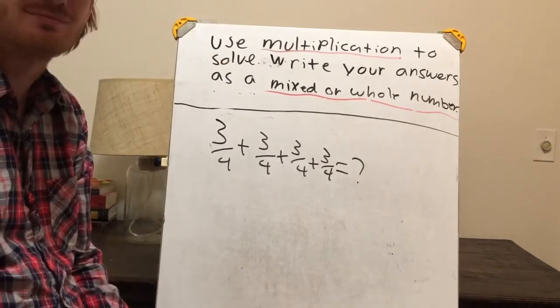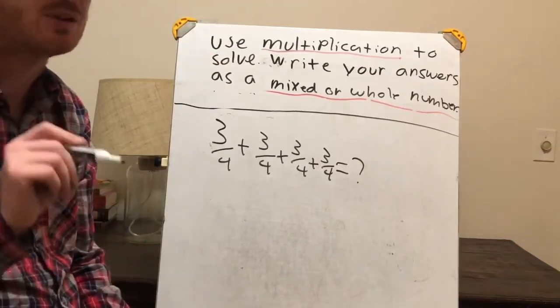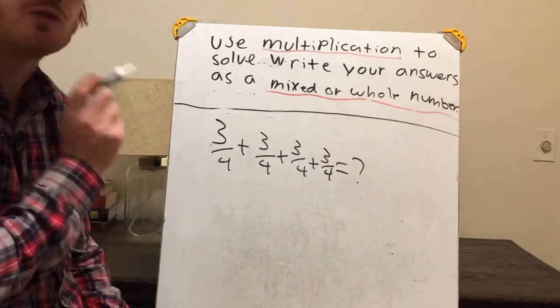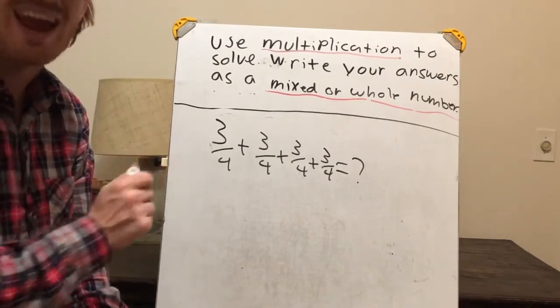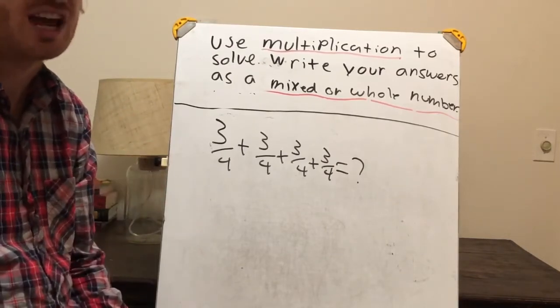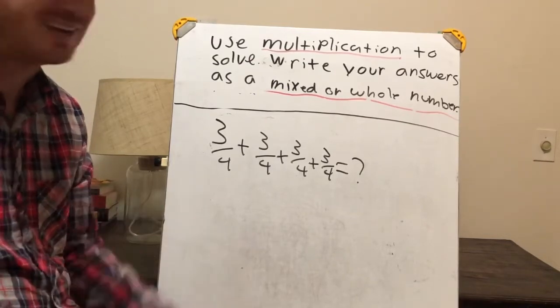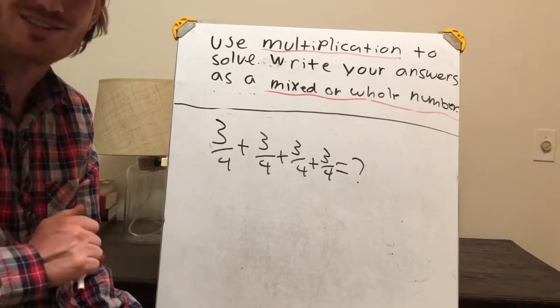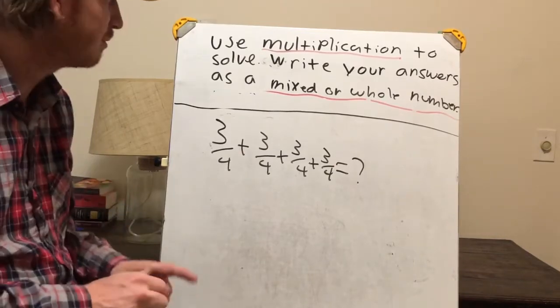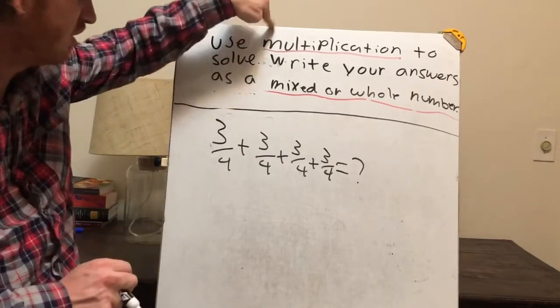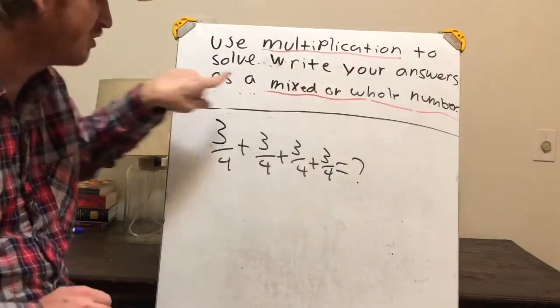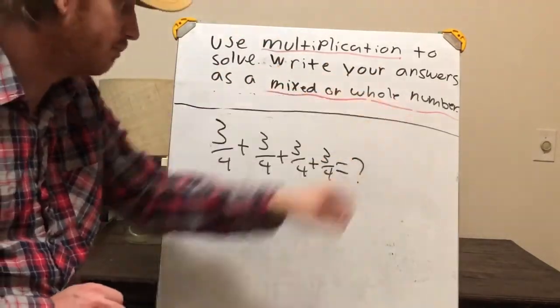Now we're going to move on to your independent work. I'm going to do the first problem on the Google Forms, and then you're going to go and finish your assignment on your own. If you're using Seesaw, that's okay. When we're done, you'll go on to Seesaw. So our first problem says, use multiplication to solve. Write your answers as a mixed or whole number.